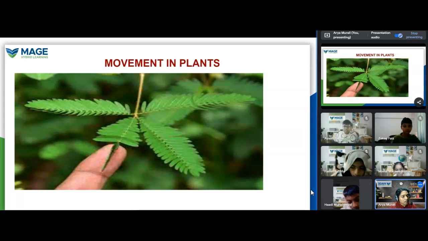A small plant. Yes, sir. Okay, very good. So what happened when you touched that flower leaf? It folds. Yes, very good. Its leaves fold. That is a movement in a plant. Okay, that is a movement.